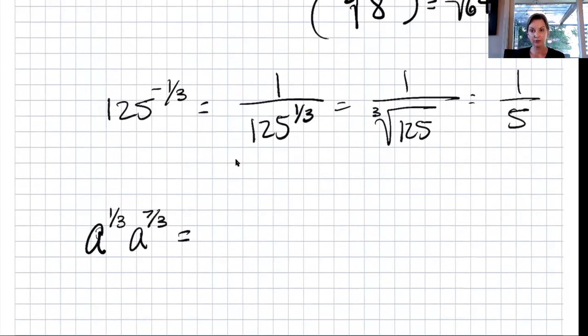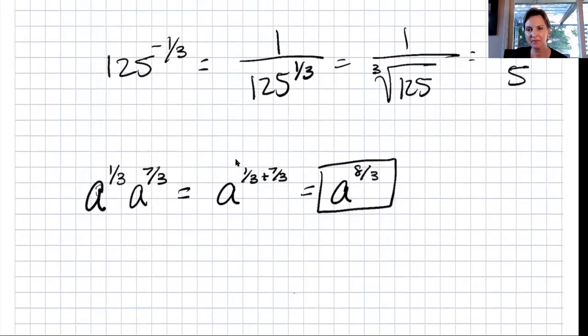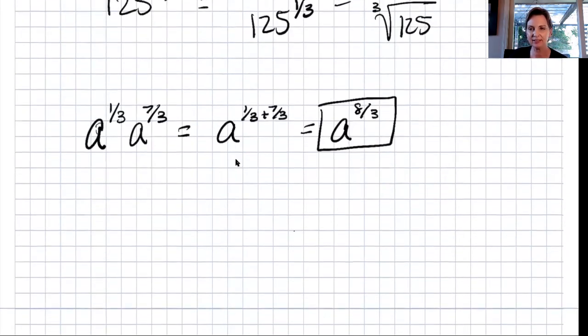And now we're going to use our exponent laws here to simplify it. All you have to do here is just add them. The only difference is they're fractions. Yuck. So it's 1/3 plus 7/3, so your answer would be a to the 8/3. It's not too bad, right? You should know there's going to be more.